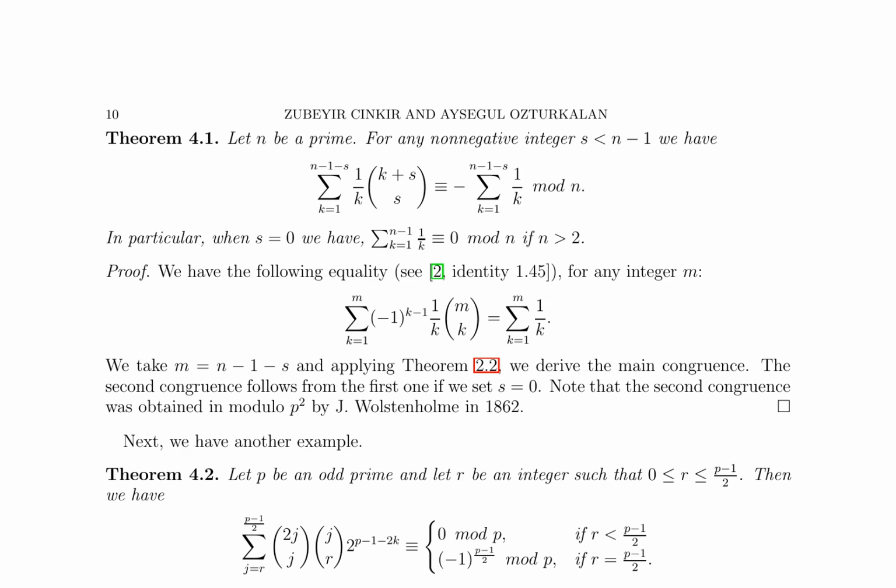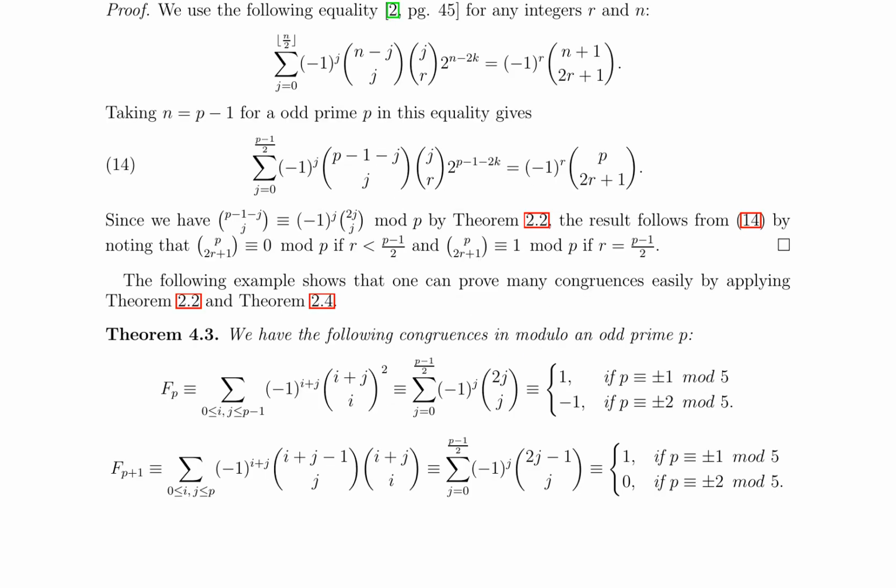Theorem 4.2 discusses the case of an odd prime and an integer r, where a specific congruence holds depending on the value of r, relying on an equality from 2, pg. 4.5. Theorem 4.3 showcases how these congruences can be used to prove various results, including the congruence of Fp and Fp plus 1 modulo an odd prime p, which depends on whether p is congruent to plus or minus 1 or plus or minus 2 modulo 5. These theorems and their applications demonstrate the power of using summations and modular arithmetic in number theory.